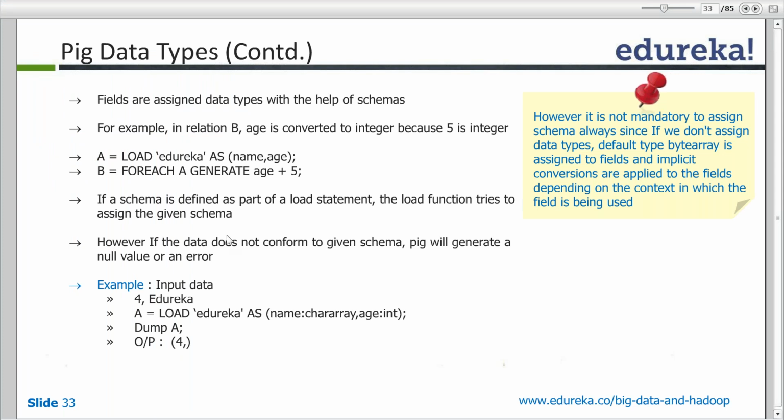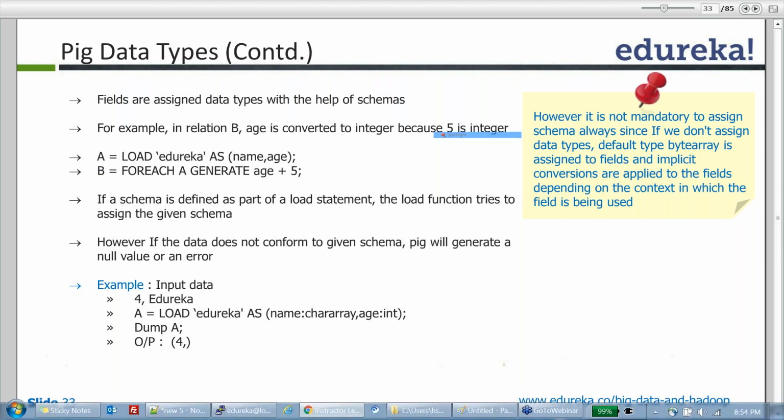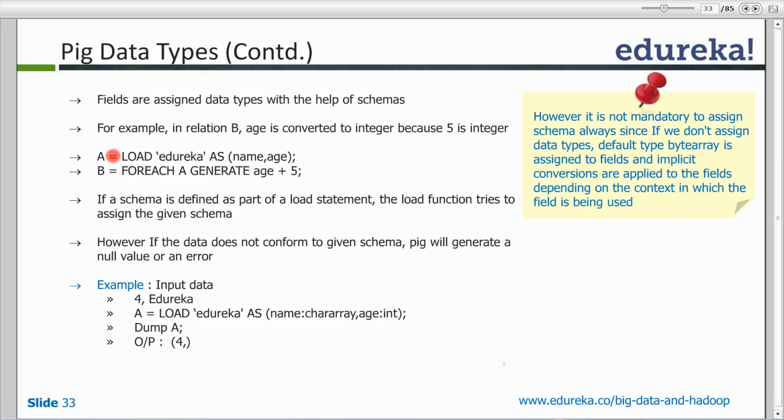So fields are assigned data types with the help of schemas. For example, in relation B, age is converted to integer because 5 is an integer. If you look at this example, they are loading a file and it has two fields, name and age. And this is basically a Pig statement. If I want to loop through my file, there is a syntax available in Pig, FOREACH A. When I say every relation is transformed, this is what is meant by transformation. I will just use a pointer. So this right hand side would transform A into B.